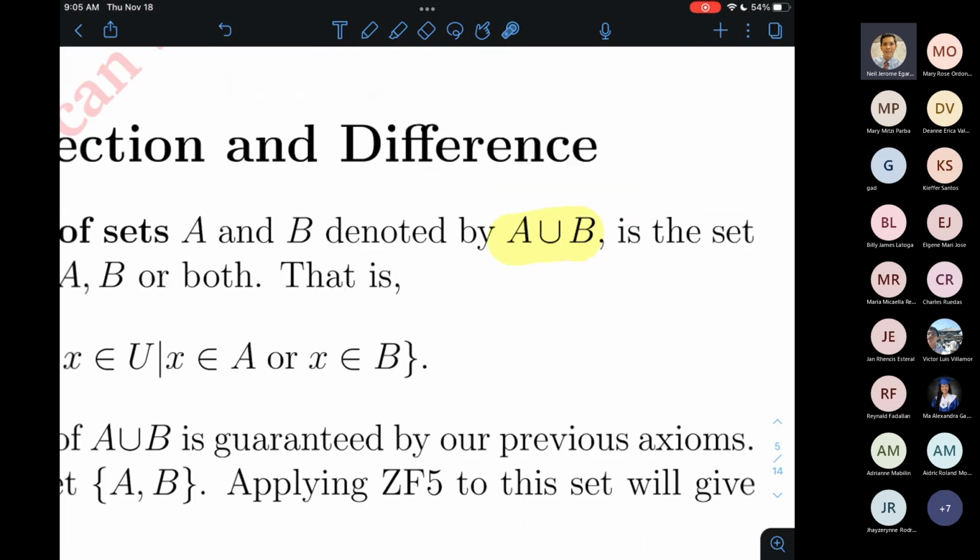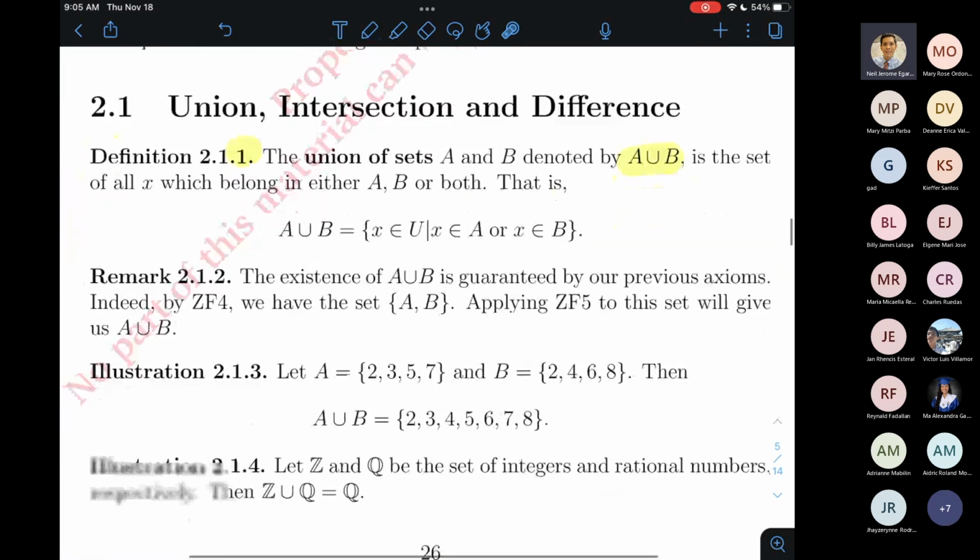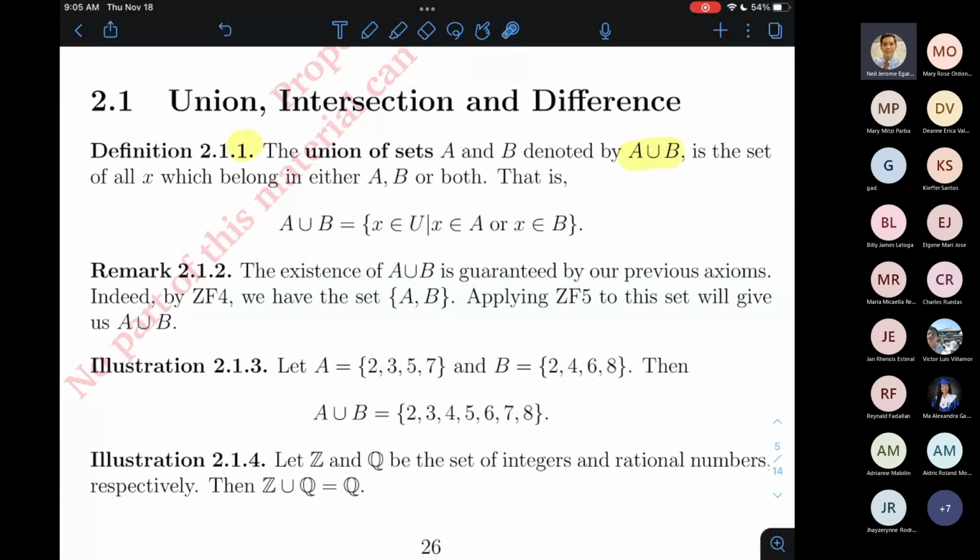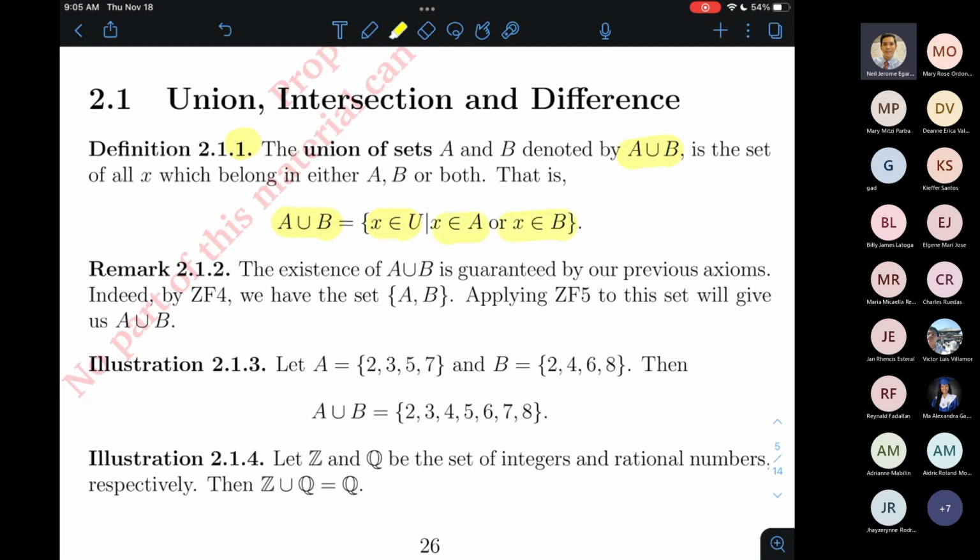So A union B is the set whose membership is determined by at least a membership in A or B. So ang mga members ng union ng mga sets ay mga members ni A or mga members ni B. So in symbols, we say that A union B is the set of all x's in the universal set such that x is in A or x is in B. So if you're a member of A, then you qualify to be a member of A union B. If you are a member of B, you qualify as a member of A union B.